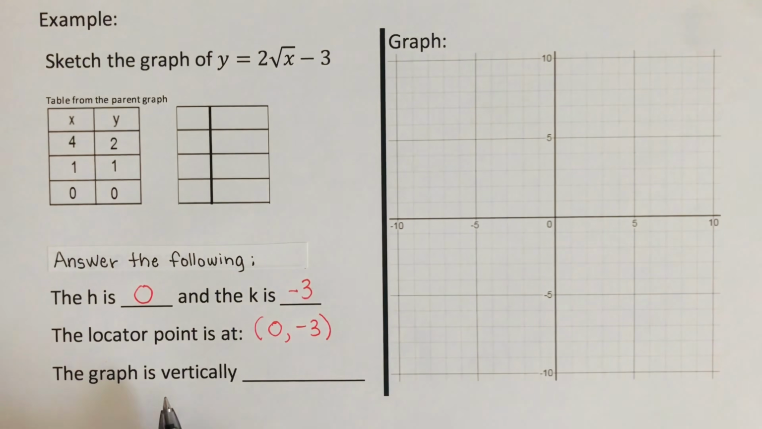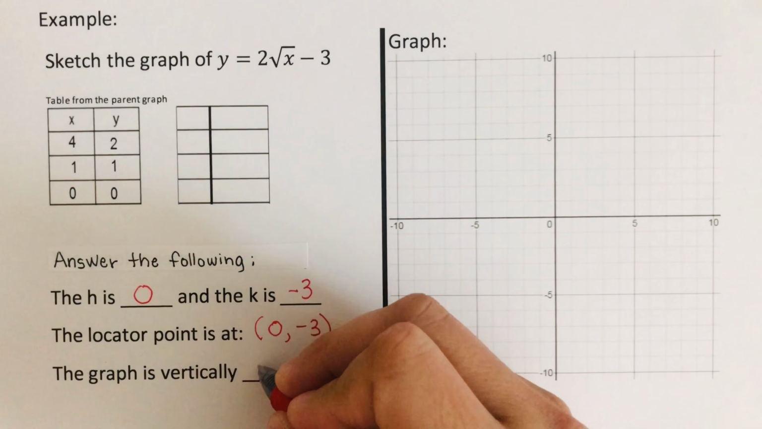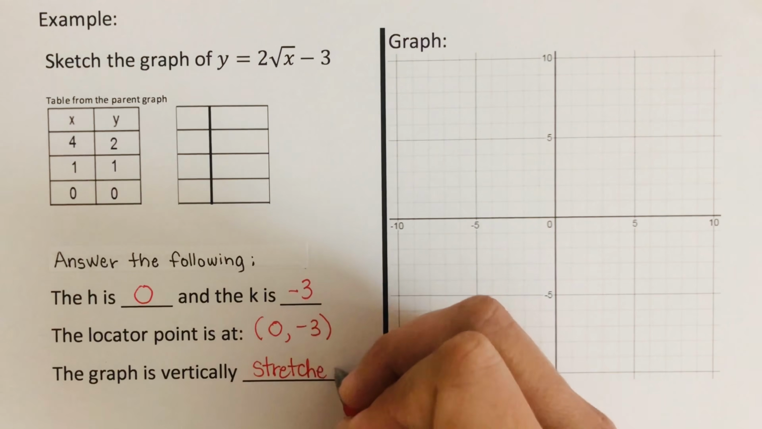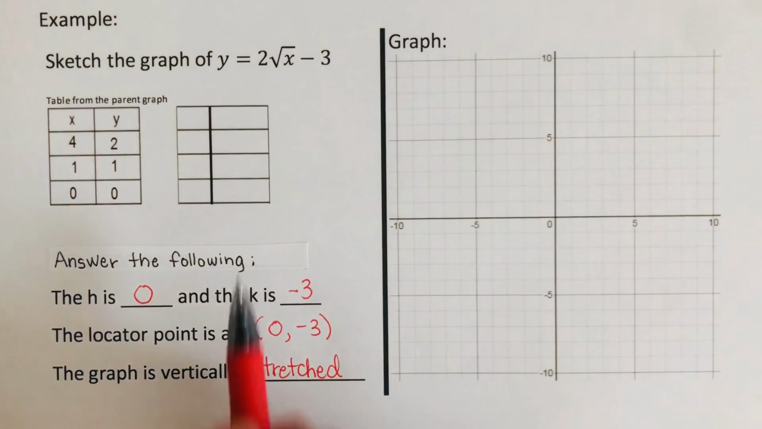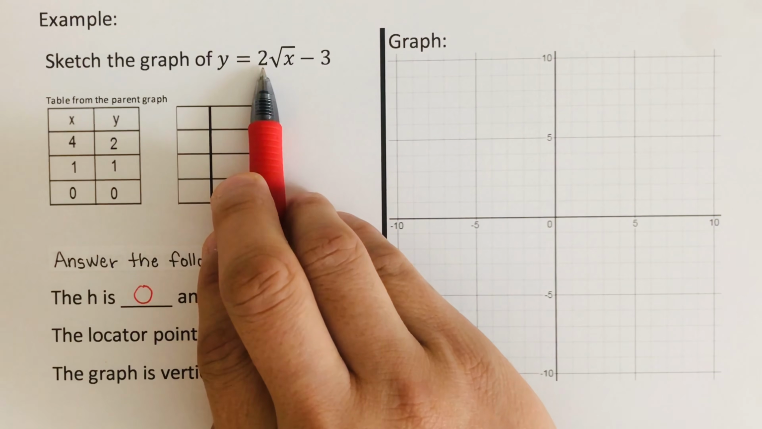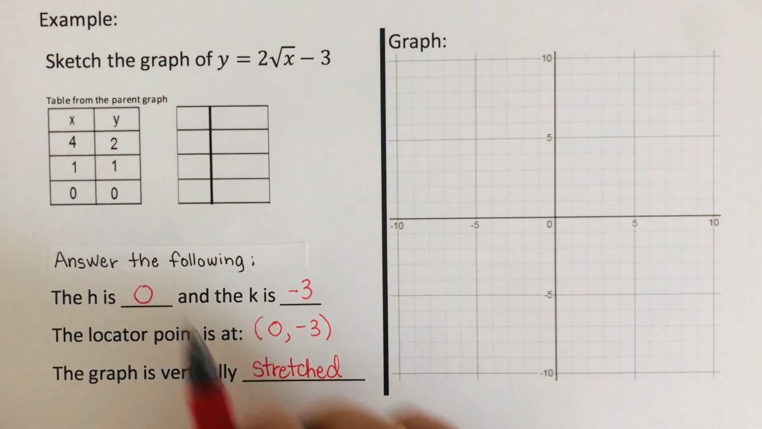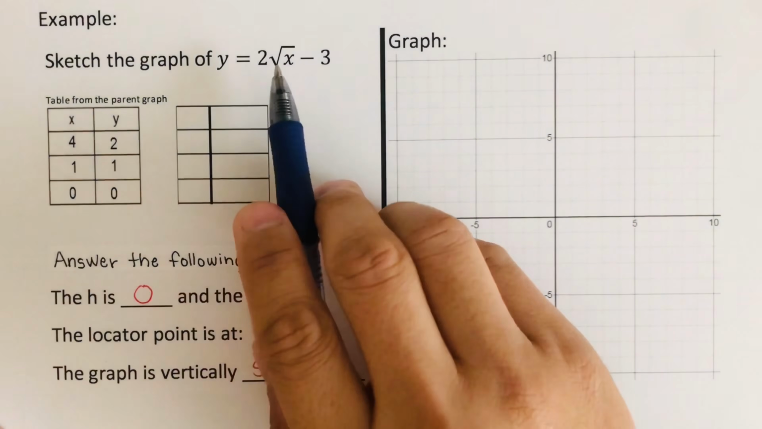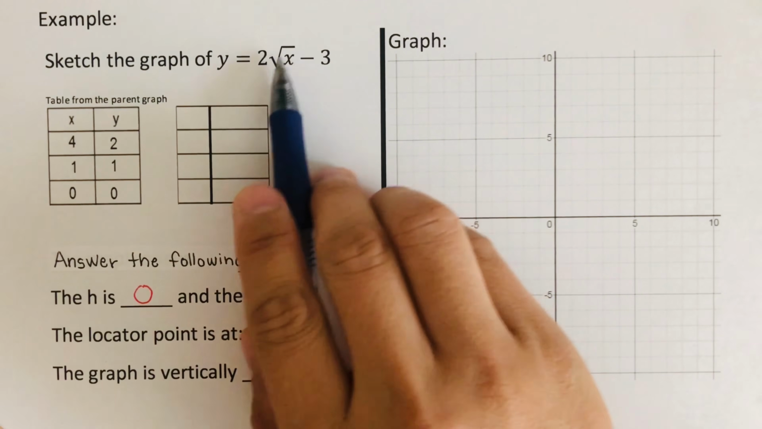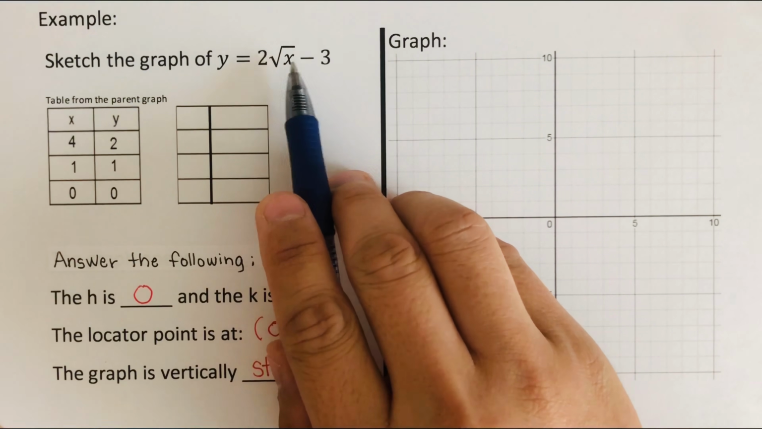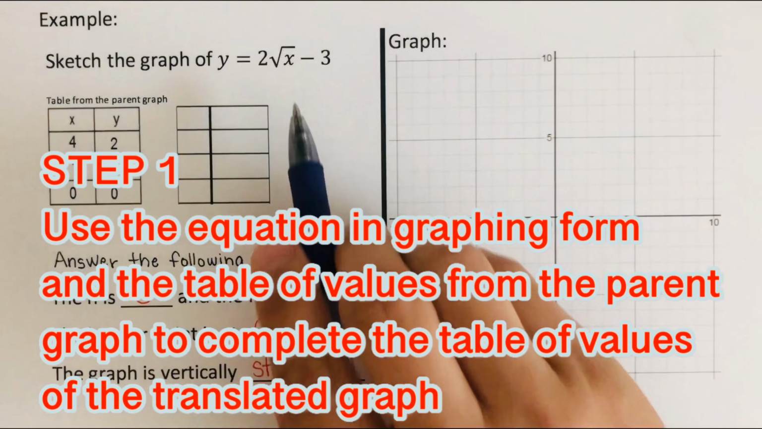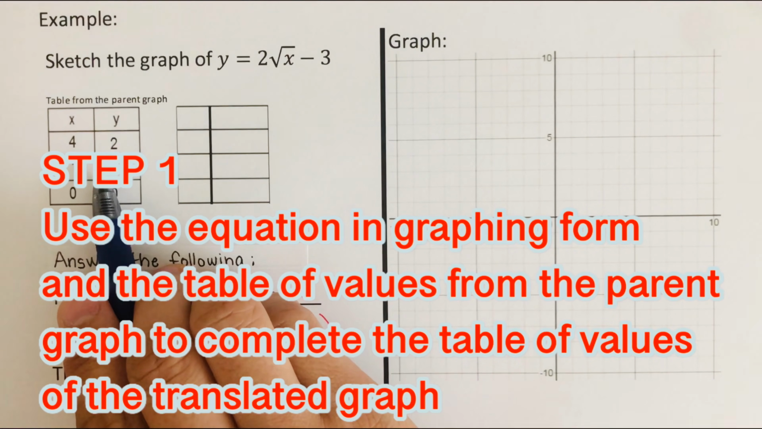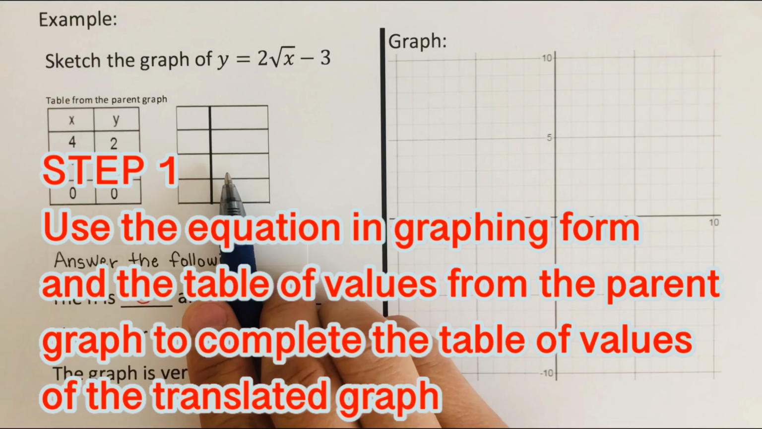And the graph is vertically stretched. So I'm just going to write the word stretched here. The reason why this is vertically stretched is because our a is greater than 1. So we're now ready to fill this table in. I'll give you the trick on how to graph this equation using 2 steps. The first step is to use the equation in graphing form and the table of values from the parent graph to complete the table of values of the translated graph.